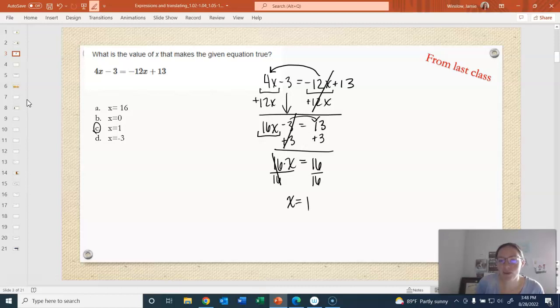So let's look at the other way we could check this. If we were to plug in 1 for x on the left-hand side and 1 for x on the right-hand side, if it works, it's going to be equal, right? So 4 times 1 is 4. Negative 12 times 1 is negative 12. 4 minus 3 is 1. And negative 12 plus 13 is 1. So sure enough, that is true. The left-hand side does equal the right-hand side.